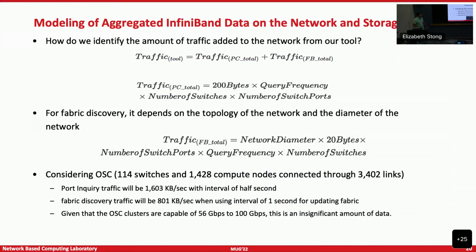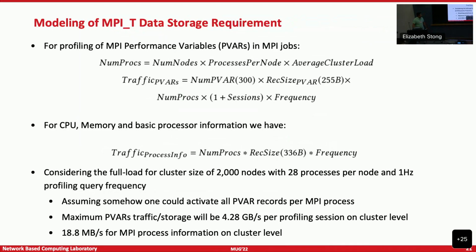But basically, considering the OSC cluster that is around 1,500 nodes, the port query for the InfiniBand network would generate data of 1,600 kilobytes per second. The fabric discovery will be 800 kilobytes per second. Given that the OSC cluster links are capable of 56 gigabits per second to 100 gigabits per second, this traffic injected into the network is insignificant. That's why we are able to give very low overhead.